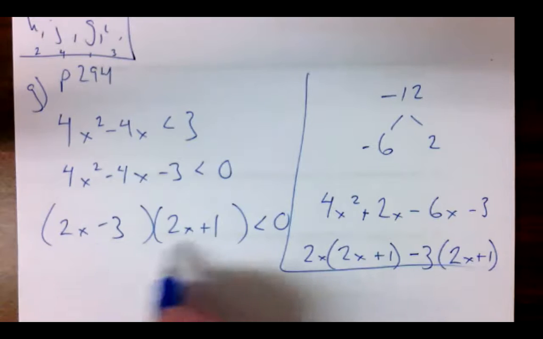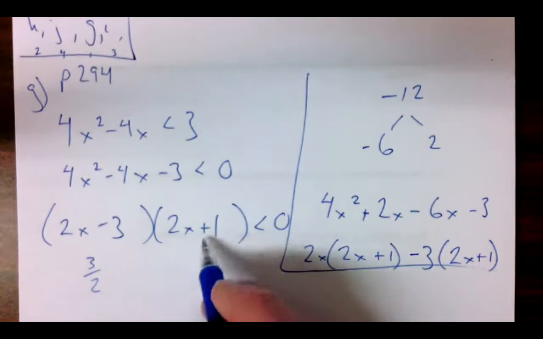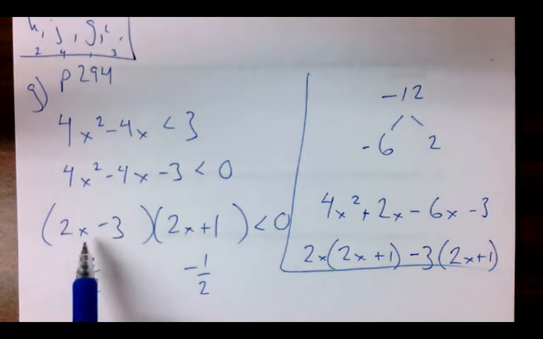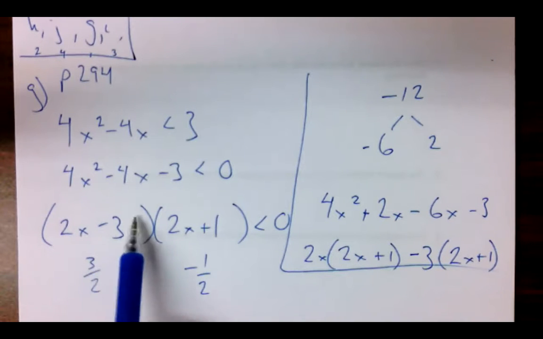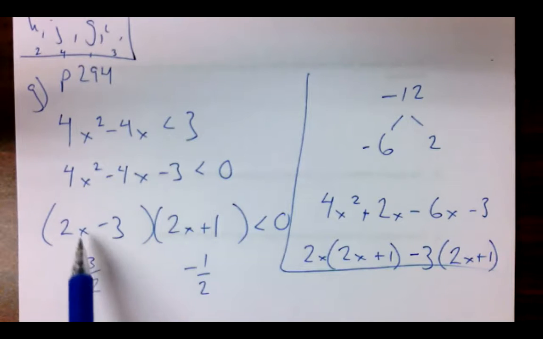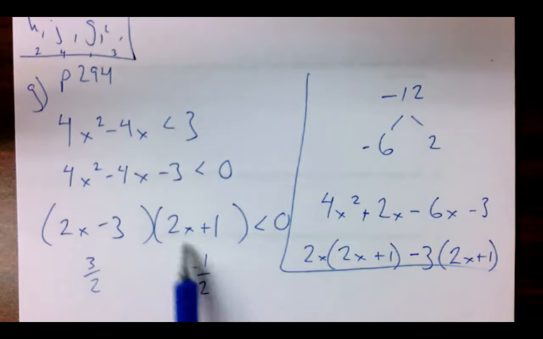So we got to find the zeros. What makes this 0? Well, this would be 3 over 2, and this would be negative a half. Anybody need me to show you how I did that? I kind of did it in my head, but 2x minus 3 equals 0. Add 3 to both sides, divide both sides by 2. So if x is 3 over 2, this would be 0. If x is negative a half, this would be 0.